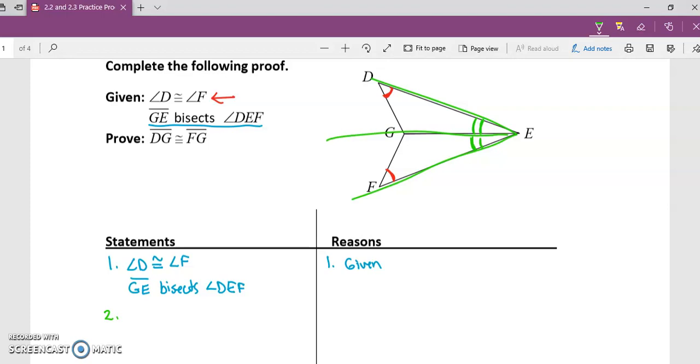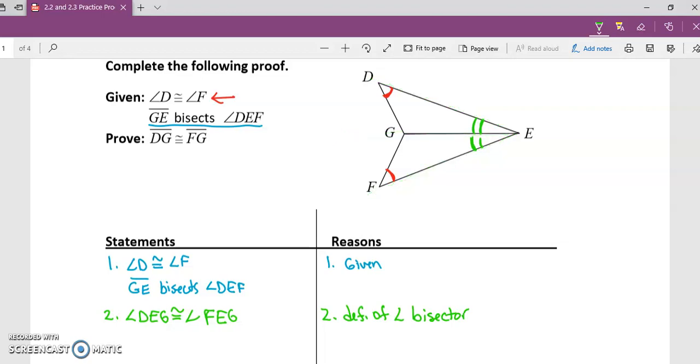Angle DEG is congruent to angle FEG. And again, it's because of the bisector. So they're going to say definition of an angle bisector. I'll just use symbols to abbreviate some of those words. Okay, so I've got two pairs of angles on there.